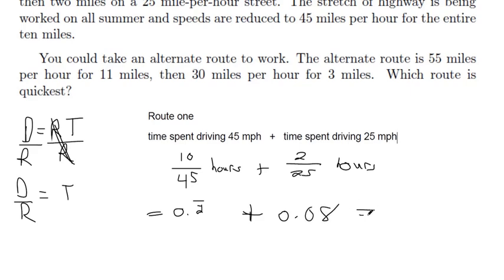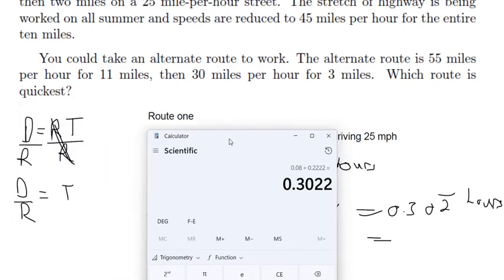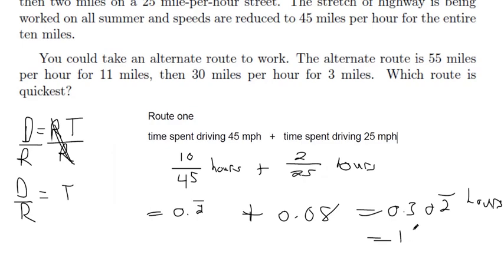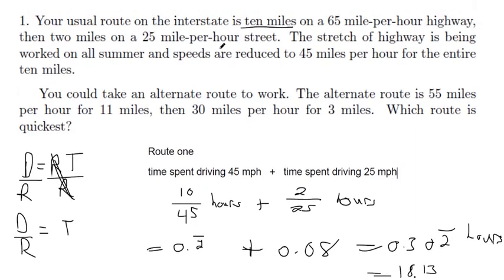If we add those together, that's 0.302 repeating hours. And if you don't want that in terms of hours, that's kind of a weird hour. That's like a third of an hour, right? You could take your calculator and multiply this by the number of minutes in an hour. So it's about 18.13 minutes. 18 and 13 hundredths of a minute. That's how long it takes on Route 1 with this detour.